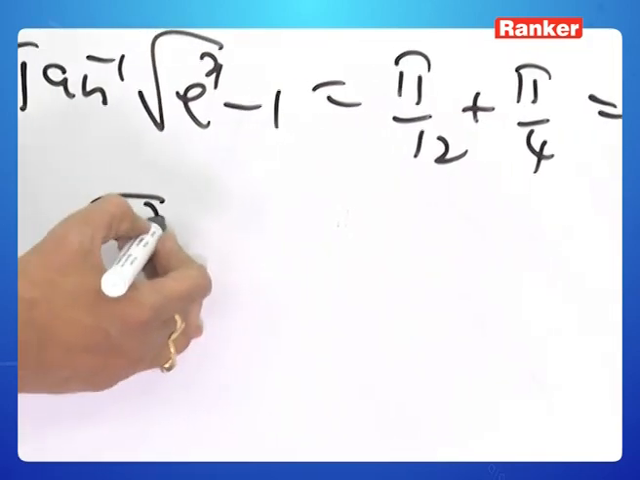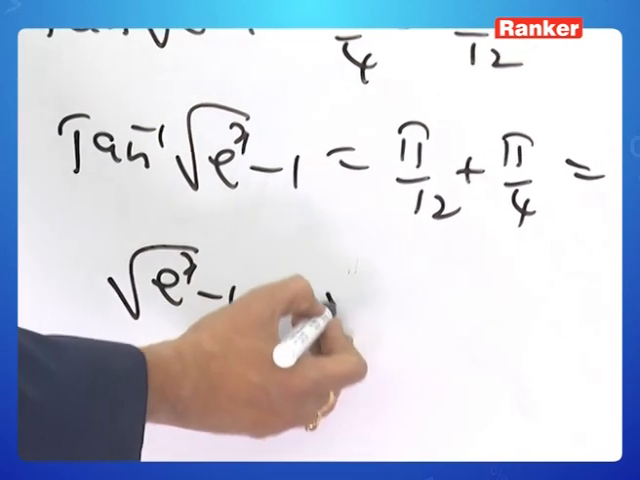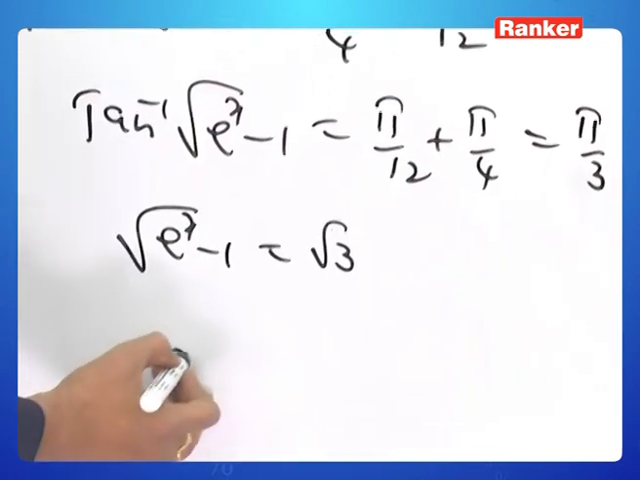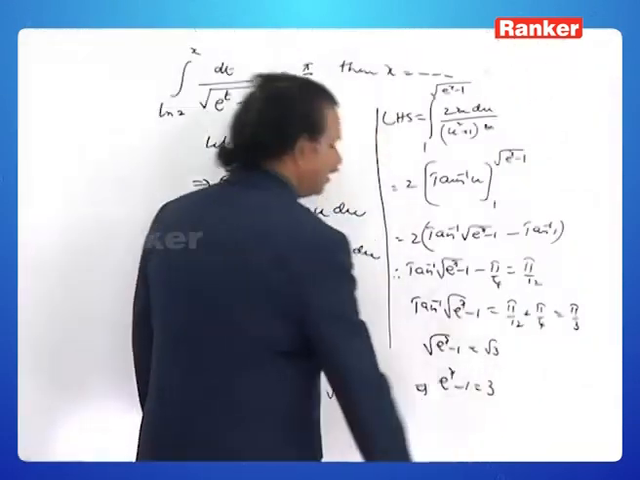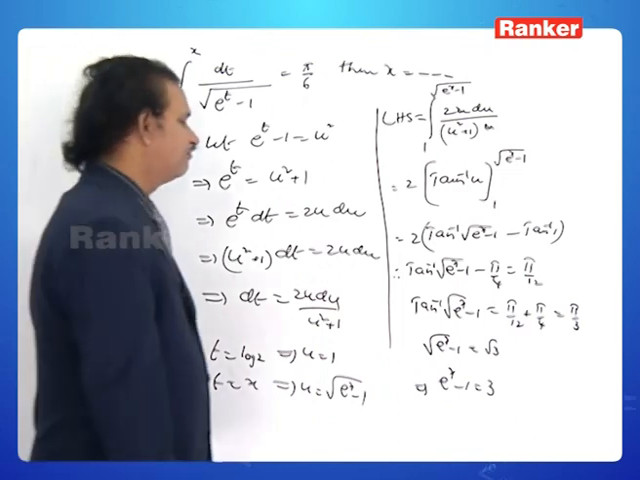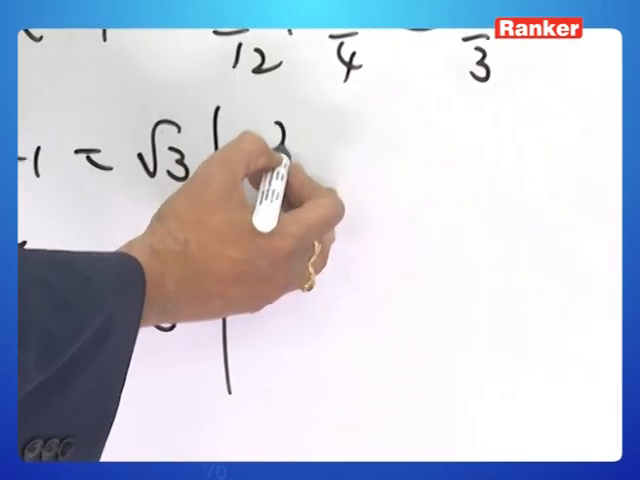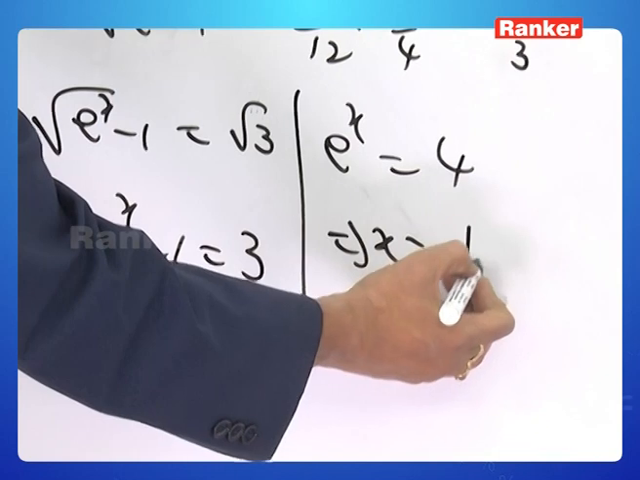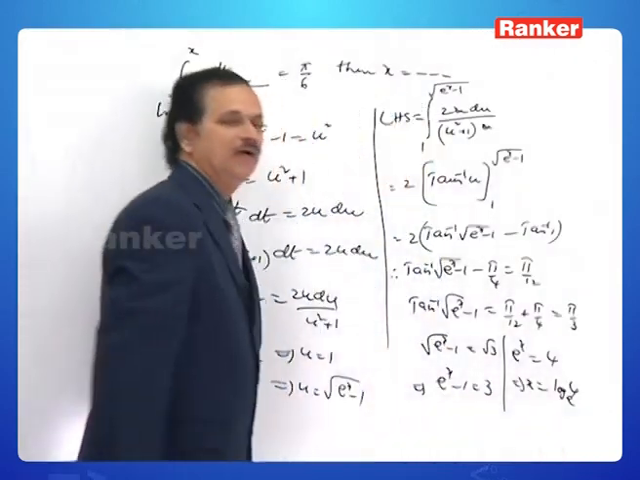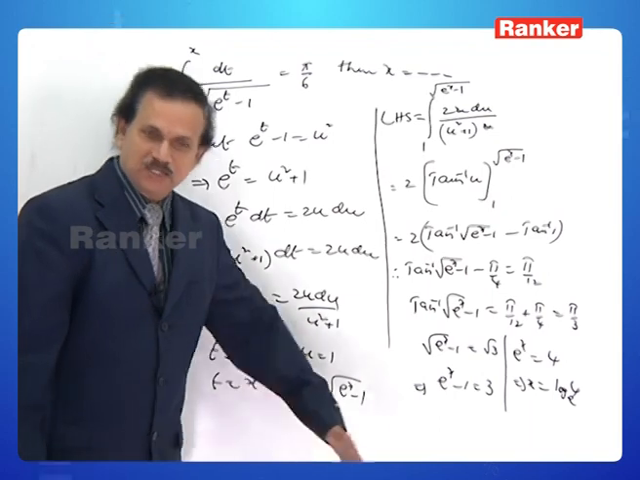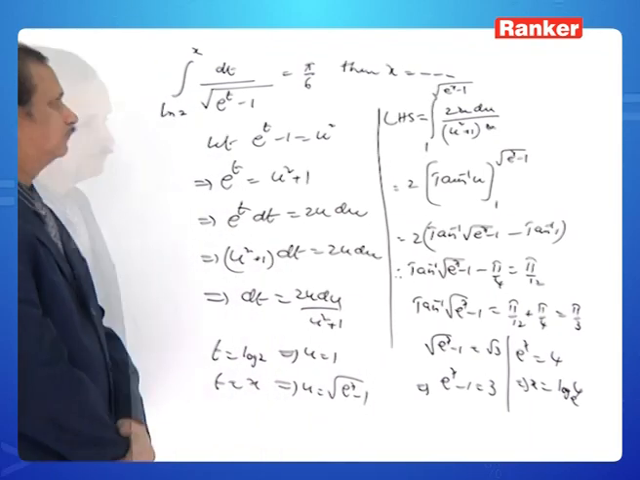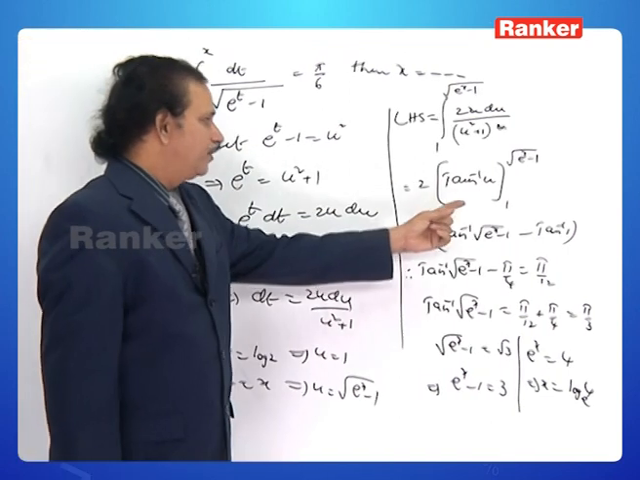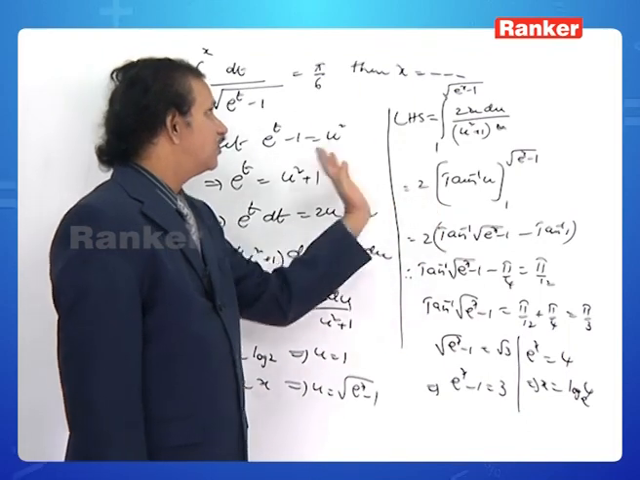Therefore, root e power x minus 1 is equal to tan pi by 3, which is nothing but root 3. Root 3 implies e power x minus 1 is equal to 3, or e power x is equal to 4. E power x is equal to 4, or x is equal to log 4 to the base e. That is the answer. Please follow it. It's a good problem. You see, this is 2 into is equal to pi by 6. So this is equal to pi by 12.